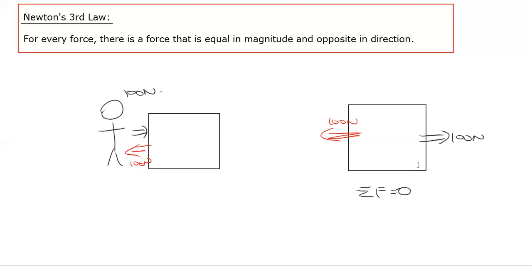Right, 100 newtons to the right, 100 newtons to the left. Does that mean the net force is 0? Yes. So does that mean the box won't move? Yes. But then how can any box move, right?